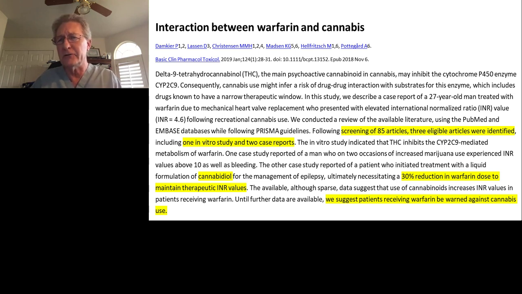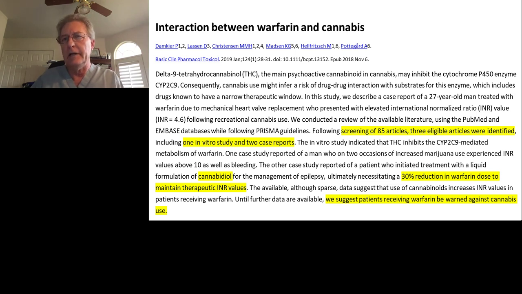One of the things that bothers me a lot in this study is that their assessment and recommendation at the bottom was, we suggest patients receiving morphine be warned against cannabis use. And I find this to be a real problem in the medical literature, because it's not a contraindication. What it is, is something that people need to be made aware of. And because of the value that cannabis can provide people in health, it doesn't mean that because there's a potential interaction, don't consume it.